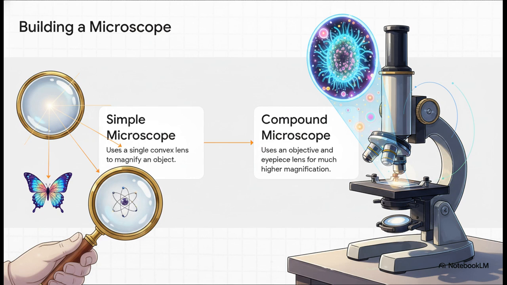But to see the truly microscopic world, we need to level up. A compound microscope uses two lenses. The first one, called the objective, creates a magnified image. Then the second lens, the eyepiece, magnifies that image. It's a powerful 1-2 punch of magnification.